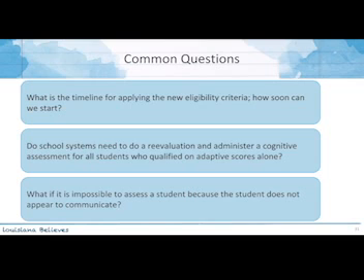The last question on this slide says, what if it is impossible to assess a student because the student does not appear to communicate? The assessment process, including mode of communication, should be extensively documented and the decision explained. If you have to deviate from standardized administration of a cognitive measure, you should extensively describe what you did and always document this in the evaluation report. I think all pupil appraisal professionals know the golden rule: document, document, document. This is a very good case in which the golden rule becomes elaborately apparent.